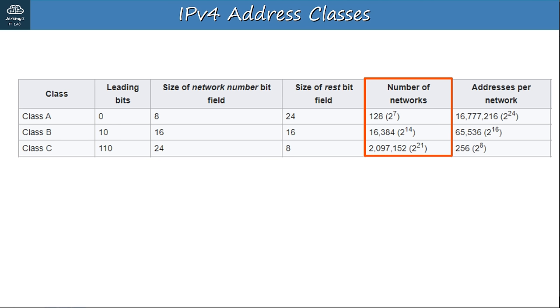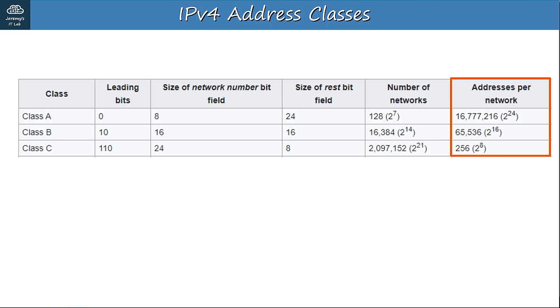Now, this part here displays the number of possible networks in each class. As I said, class A has fewer potential networks, but more hosts in each network. Class C is the opposite, and class B is in between. Class A has 128 possible networks. Class B has about 16,000 networks, and class C has about 2 million networks. Class A allows about 16.7 million hosts in each network. Class B allows about 65,000 hosts in each network, and class C allows 256 hosts in each network.